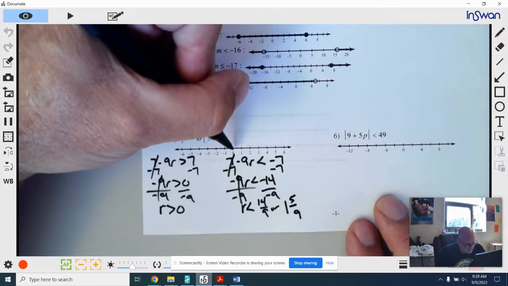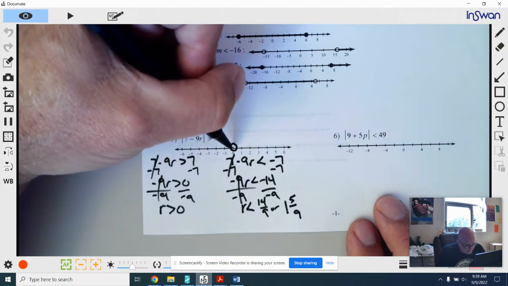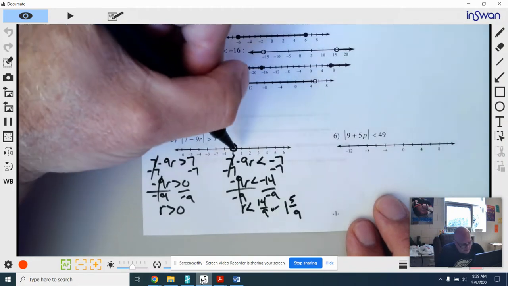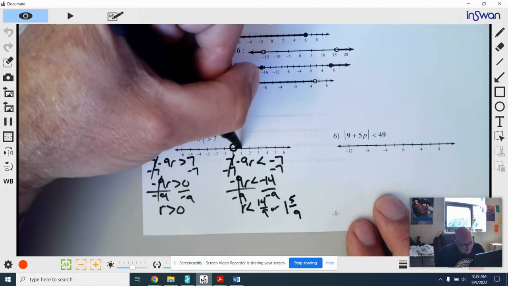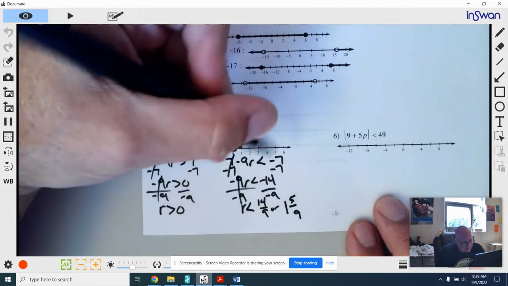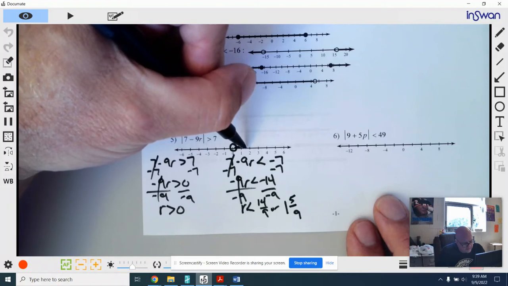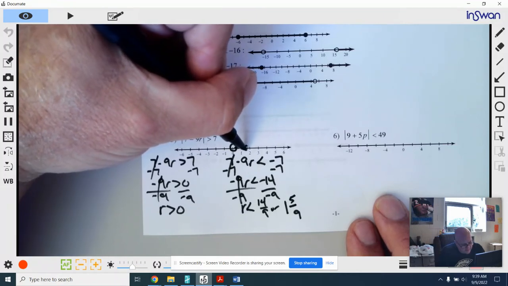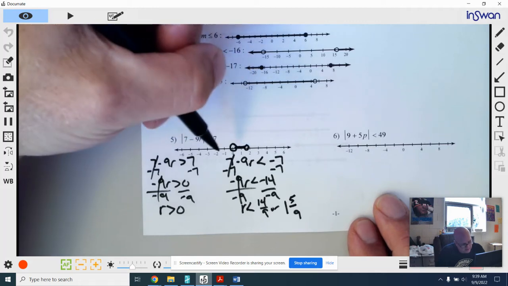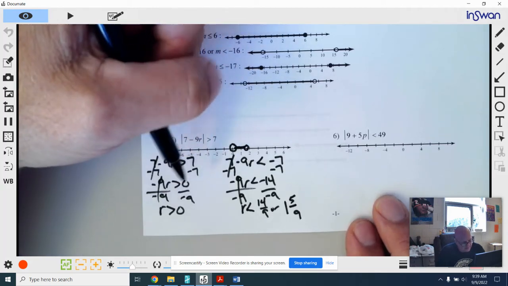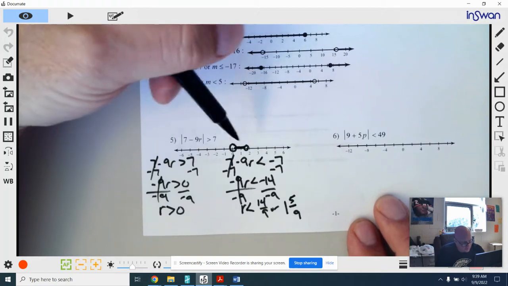Okay, so r is greater than 0. That's going to be an open point, and that's going to be shaded to the right. So I know it's going to be going this direction. And then r is less than 1 and 5 ninths. So I got to kind of estimate where it's going to be, about halfway, like this, and that's going to be shaded then to the left. So that creates an AND graph. So it's a very small little section there.